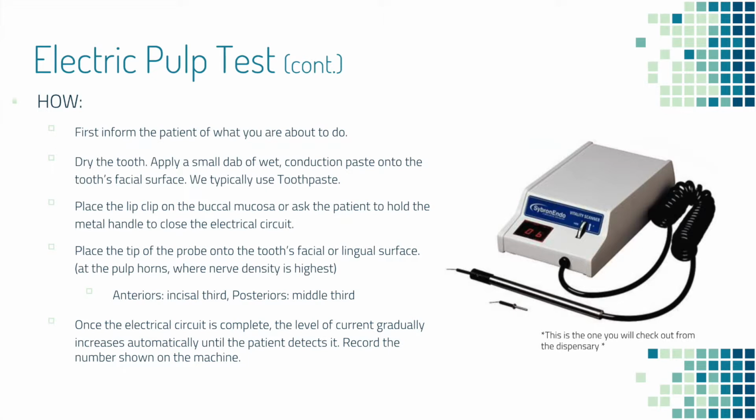And you'll put this at the location of the pulp horns, where the nerve density is highest. So in your anterior teeth, it's the incisal third. Posterior teeth, it's the middle third. Once the electrical circuit is closed, the level of current will gradually automatically increase until the patient detects it. Then you'll record that number shown on the machine there. And you can adjust the speed of the electric current, how fast it increases.